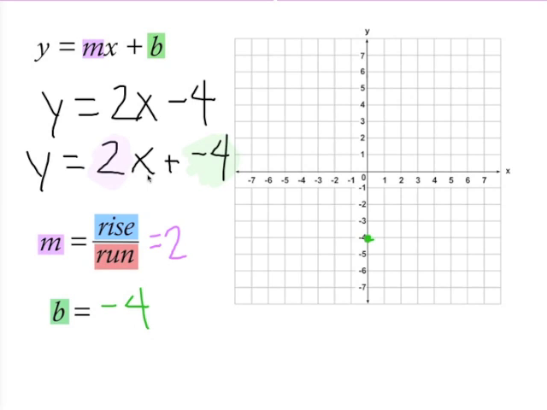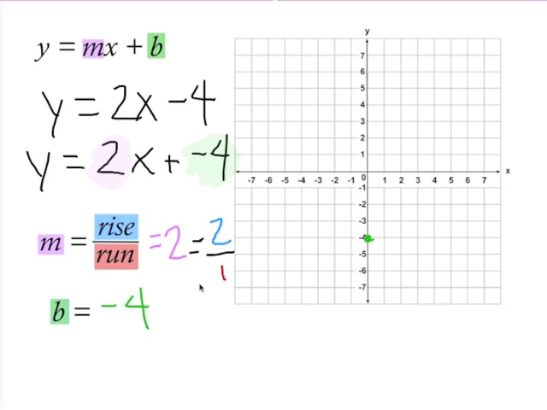Now I know that slope represents the rise over the run, which makes it look like I'm looking for a fraction. But 2 is not a fraction, or is it? Well, I can rewrite this as 2 over 1. And now I can plainly see that my rise is 2 and my run is 1. Let's see what we're going to do with that. Let's go ahead and plot it.